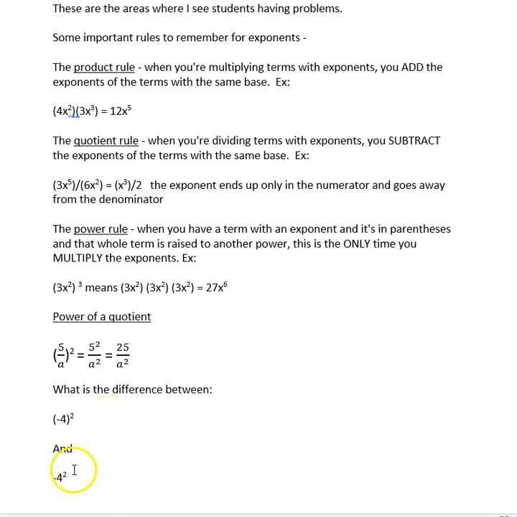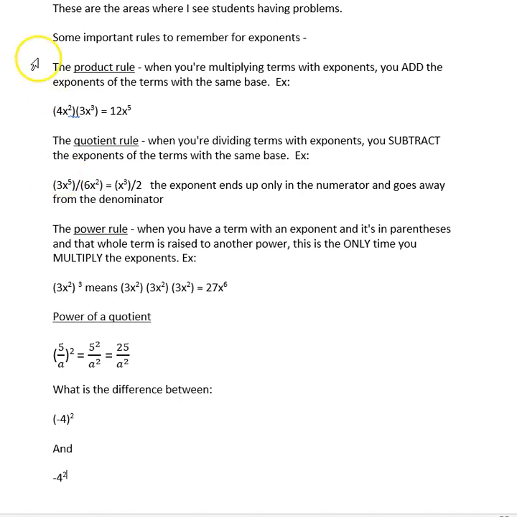Now this term, the exponent of 2, does not apply to -4. This is not -4 to the 2nd power. This is the opposite of 4 squared. The exponent only applies to what's directly below it, the number 4. It does not apply to the negative sign. If we wanted to apply to the number -4, we have to write it like this. We have to write the -4 in parentheses.